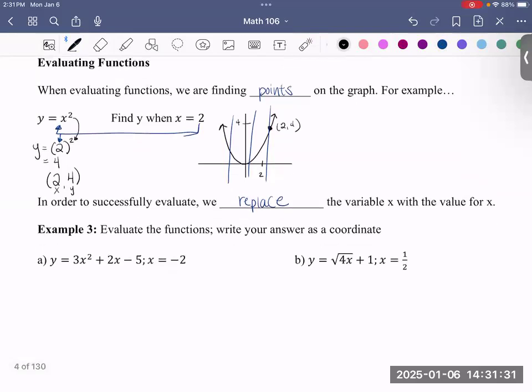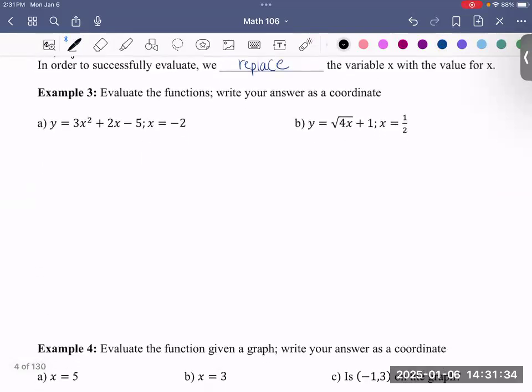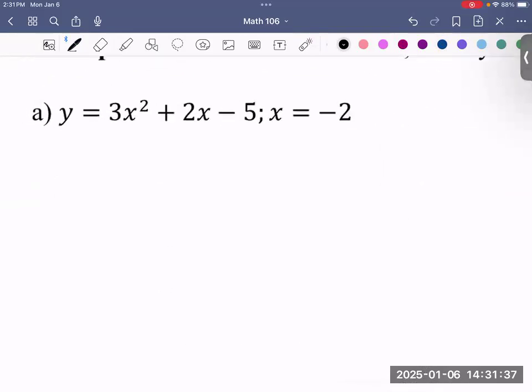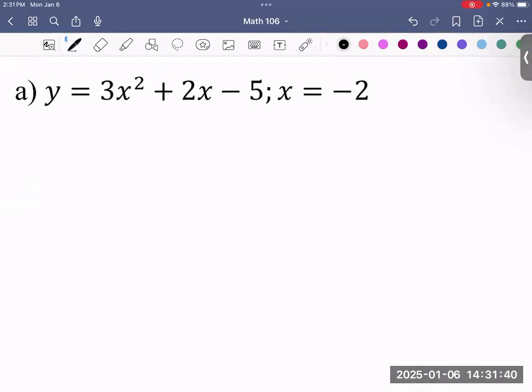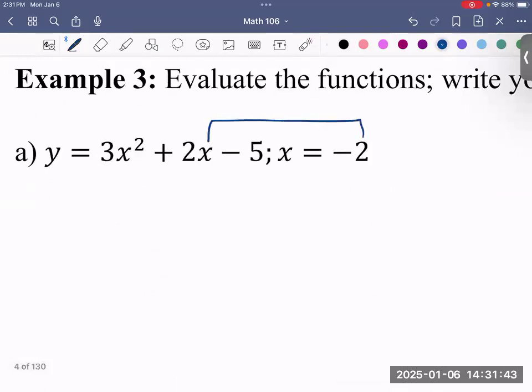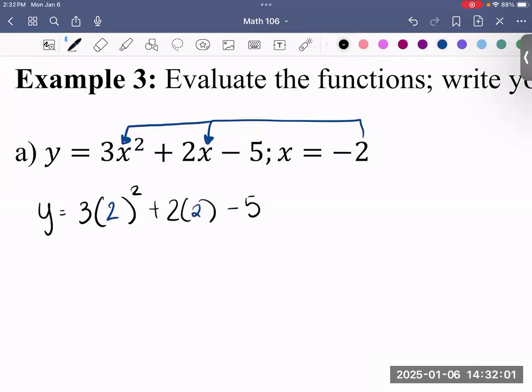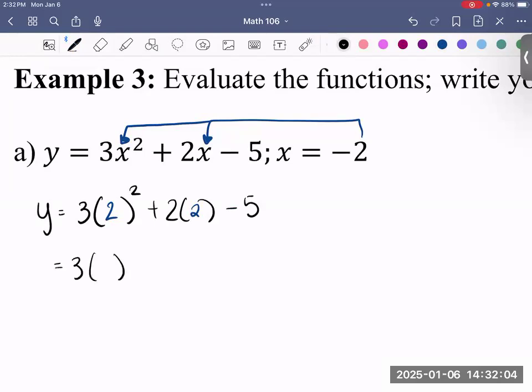Now let's see if you guys can try it again in example 3. So this time we are evaluating when x is -2. So we're going to replace all of the x values that you see with the -2. Order of operations still applies. So we can say, okay, 3, and we have our -2 here, which is squared, plus 2 times our -2 here, minus 5. So order of operations says we must square -2, and then we can multiply, right? Please excuse my dear Aunt Sally.